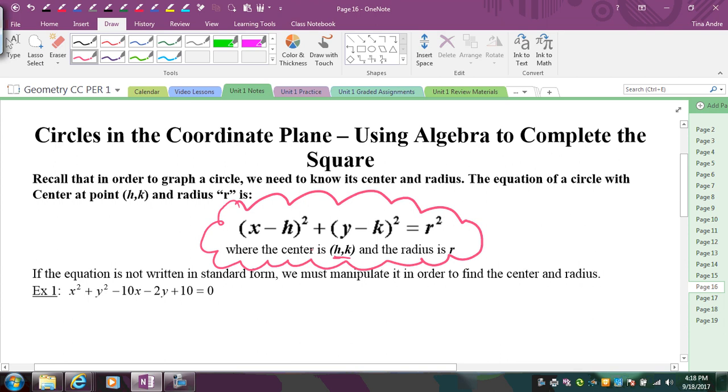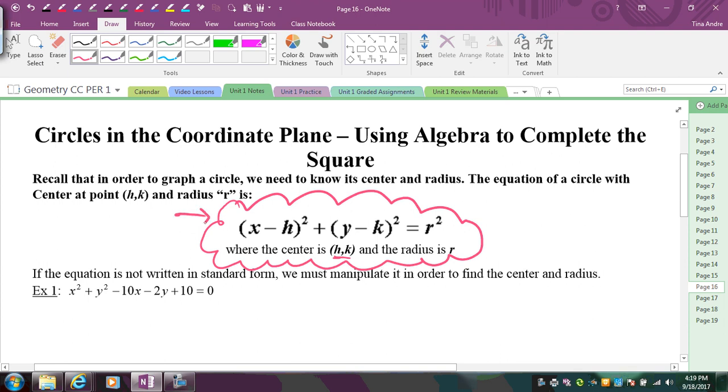However, there's a form called standard form of a circle equation where it looks like this, example number 1. And when you see this form, you can't easily graph it because you can't easily see the center or the radius. So what we have to do is some algebra. If you remember from algebra, something called completing the square, to be able to take this equation in standard form and rewrite it so that it's in center radius form.